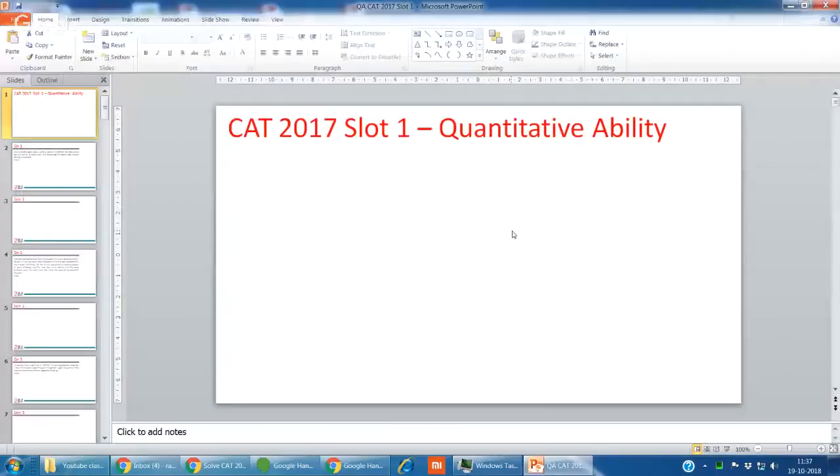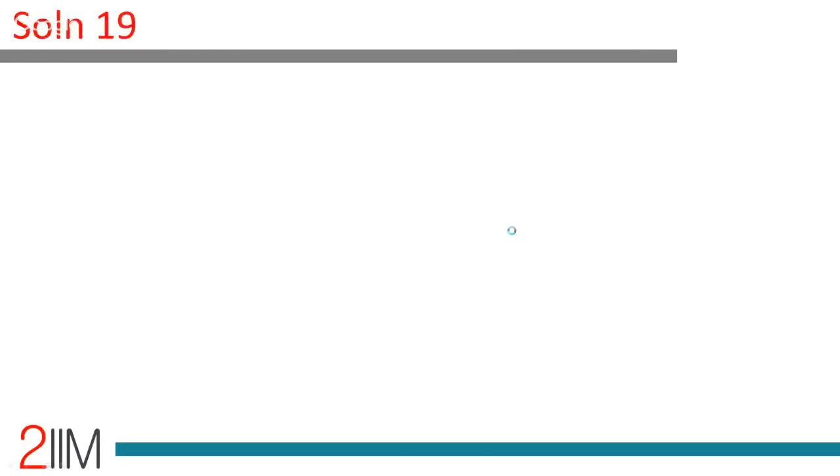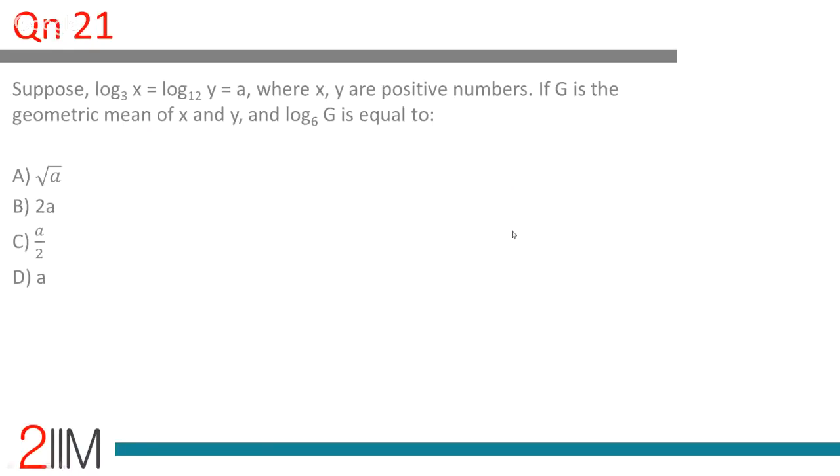Back here we go. I think we were in question number 21. 20 we had done. Suppose log x to the base 3 is log y to the base 12 is a. X and y are positive numbers. Wonderful. So 3 power a equals x, 12 power a equals y.